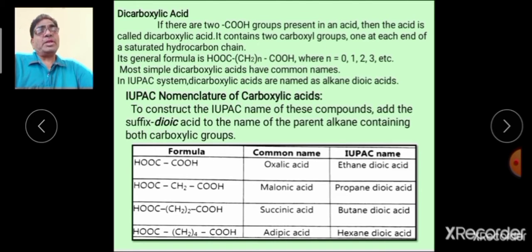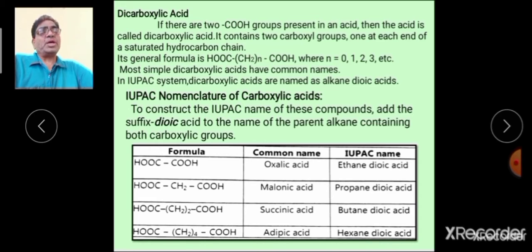The common name of the first acid is oxalic acid, but in IUPAC there are two carbon atoms, therefore it is ethane dioic acid. Common name of the second acid is malonic acid, but in IUPAC 3 carbons, therefore it is propane dioic acid. Succinic acid is the common name containing 4 carbon atoms, where IUPAC name is butane dioic acid. The common name is adipic acid, where the IUPAC name is hexane dioic acid.